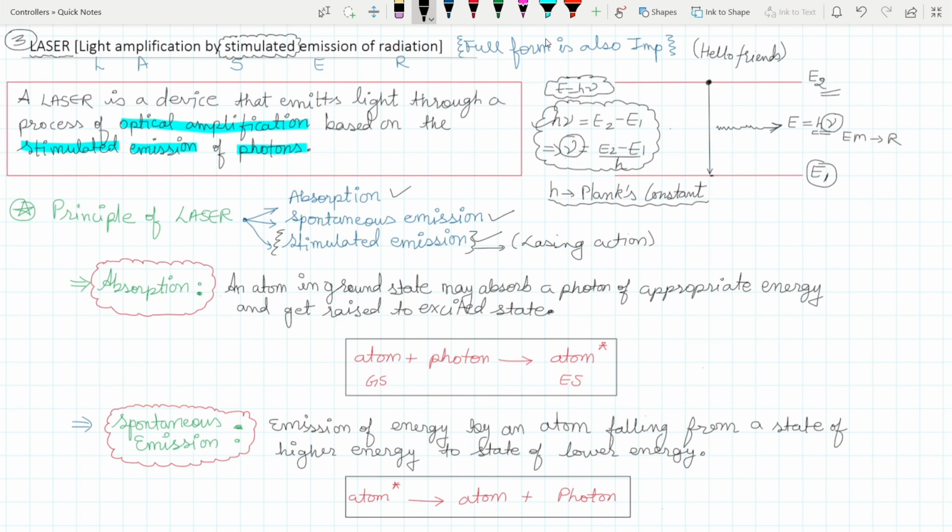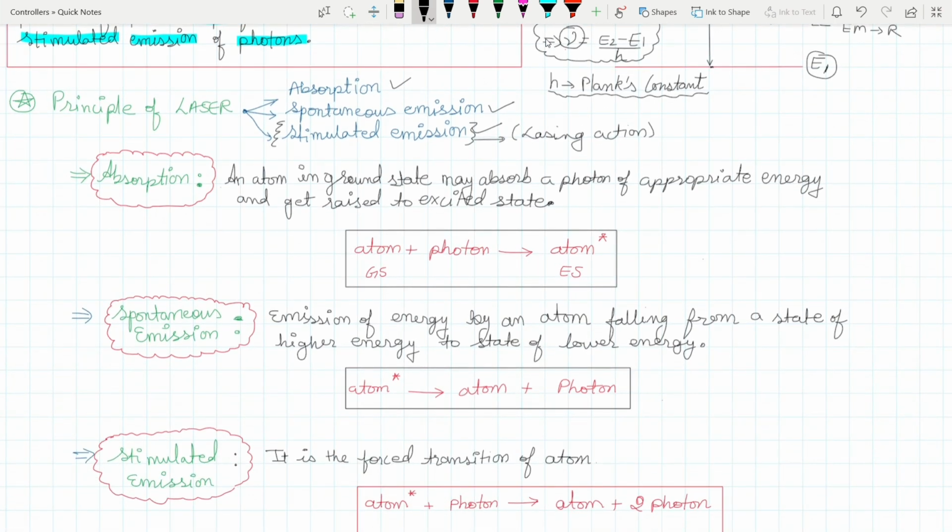First, let's discuss absorption. An atom in the ground state may absorb a photon of appropriate energy and get raised to the excited state. Here you can see the ground state, and here is the atom in the excited state, which I have shown with a star mark. This notation is for the excited state and a simple notation for the ground state. The photon energy is absorbed by this atom and it has reached the excited state. This is the absorption phenomenon.